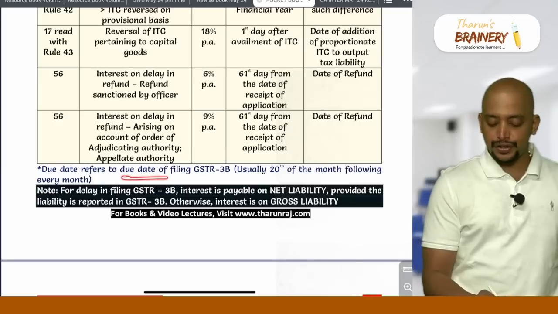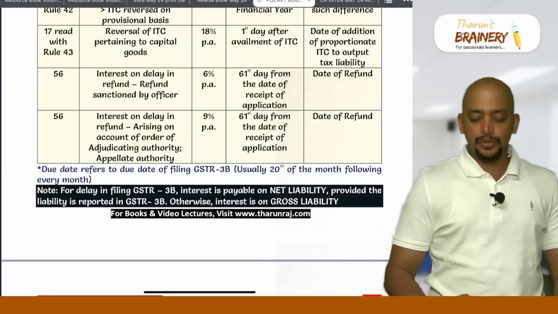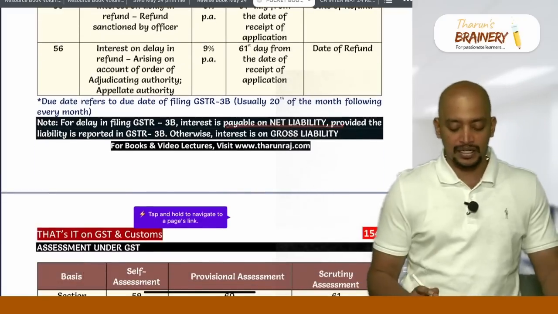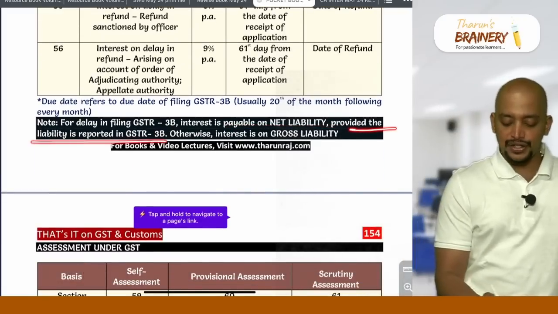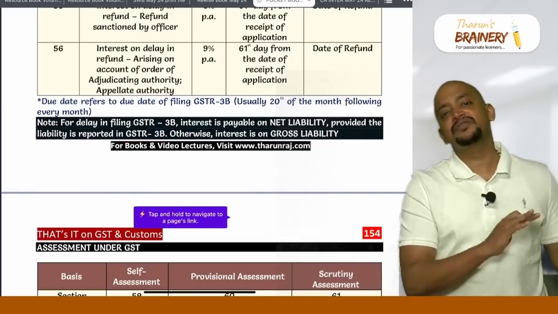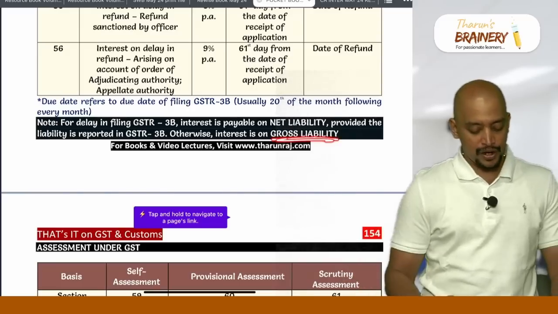So here, due date refers to the due date of 3B, usually the 20th of the month following every month. Suppose there is any delay in filing 3B, then the interest will be payable on net liability, provided the liability is reported in 3B. Suppose the liability is not reported in 3B, it pertains to one month and is paid in the other month. Then in that case the interest will be computed on the gross liability.